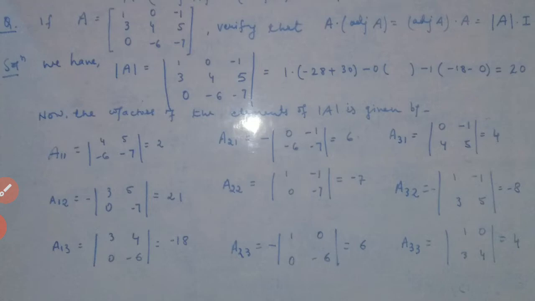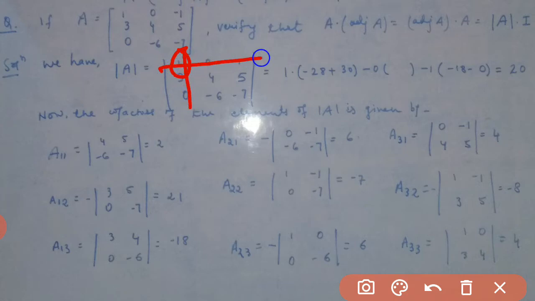So A11 is what? I'll just give a little bit of idea. We are finding the value for this one, so we just cancel this row. Okay, we are having the value of what? 4 minus 6, 5 minus 7. So we just write this value in this determinant form.